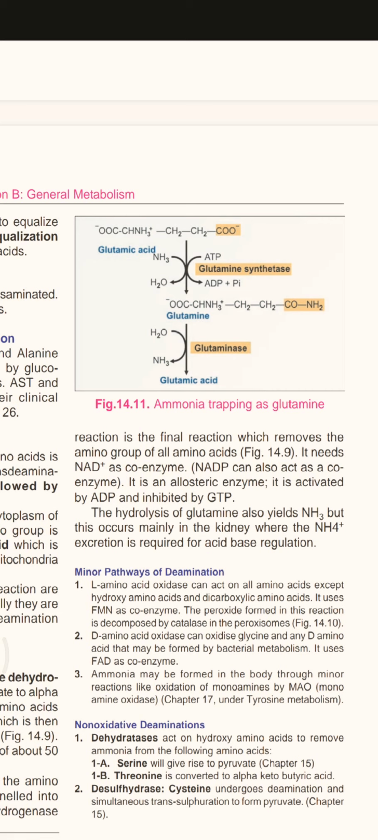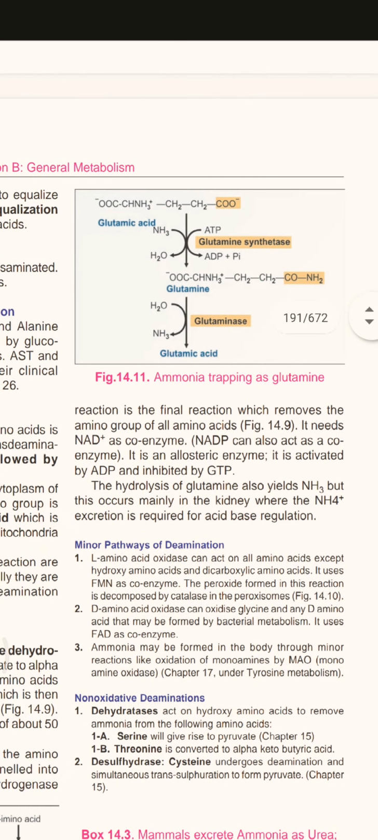Now transportation of ammonia. Glutamine is the main transport form of ammonia from brain and the intestine to the liver, while alanine is the transport form from muscles. The glutamic acid which is formed acts as a link between amino group of amino acid and ammonia. Only 2 points we have to remember in this: first about glutamine and then second about glutamic acid.